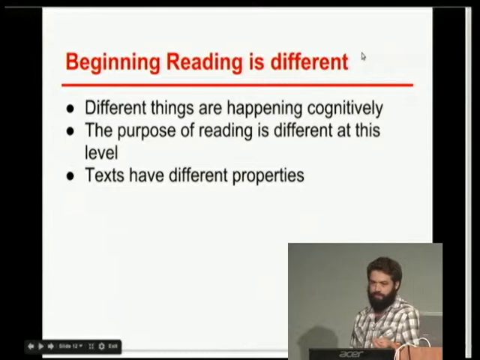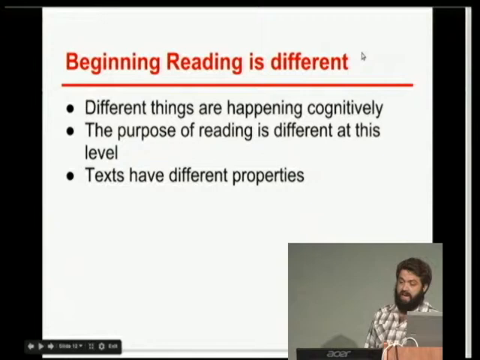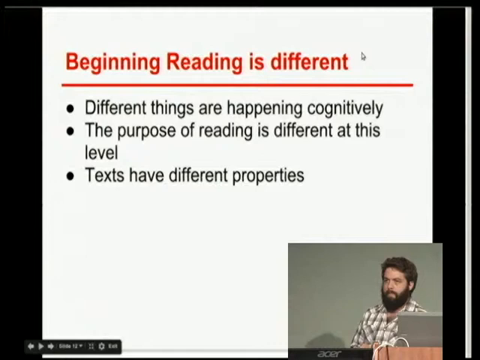The other thing, and this is related, is that the purpose is different. Sure, it's to get information and read stories and stuff like that, but it's also to learn how the language works. What are the patterns? What are the rules? And so texts have different properties to support these different purposes. And we want to make sure that we address those properties when we develop our measurement models.